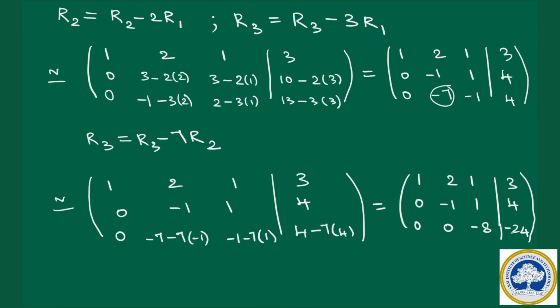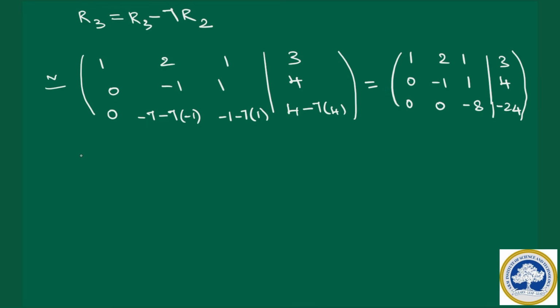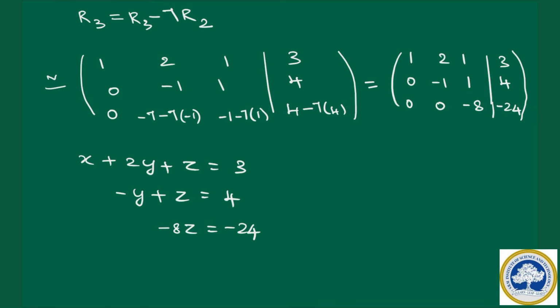Now if you notice this matrix, this matrix A alone is an upper triangular matrix. After getting the upper triangular matrix, now we have to convert it into a system of equations again. If you convert it to a system of equations, it becomes x plus 2y plus z equal to 3, minus y plus z equal to 4, and then minus 8z equal to minus 24. So from this we will get z equal to 3.